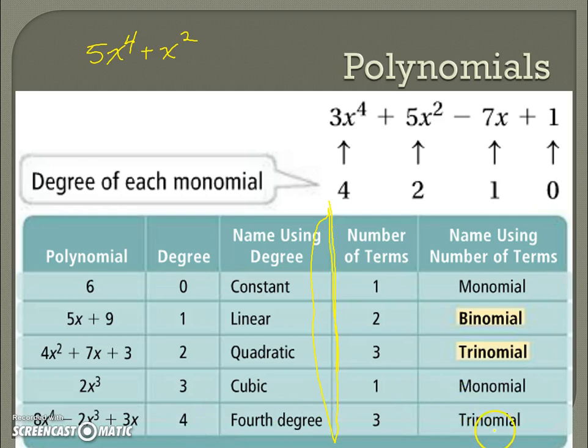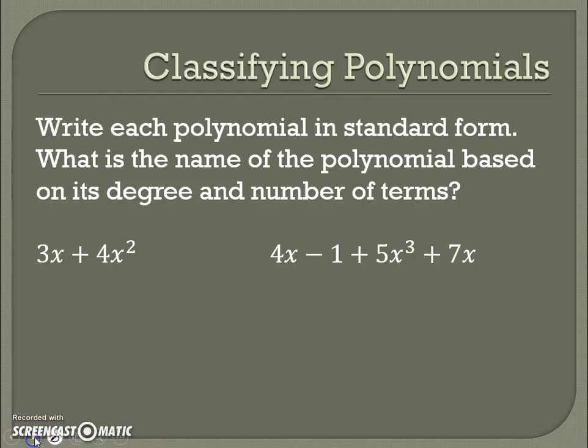You don't really say quadrinomial. That's weird sounding. You just say a polynomial. All right, so after trinomial, for the most part, we just say polynomial. All right, so classifying, it says write each polynomial in standard form. What is the name of the polynomial based on its degree and the number of terms? Standard form, if you recall, is just writing with the largest degree in front, going down greatest to least.